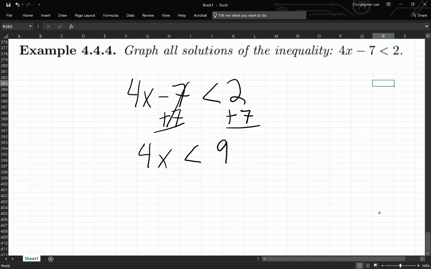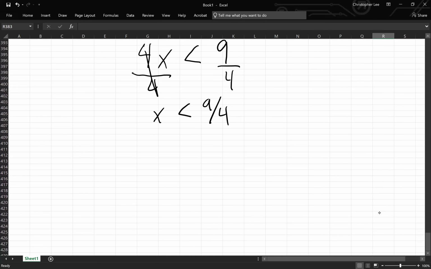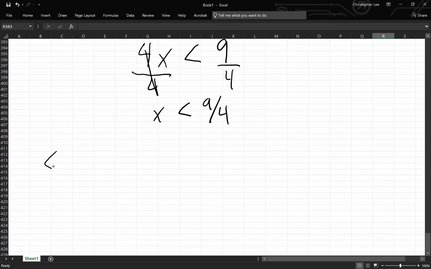But I still got that 4. That's an issue. How do I get rid of this 4 in front of the x? Divide, right? So I'm going to divide by 4. But you know what I do to one side of inequality, I got to do to the other side of inequality. So now what do I have? I have x is less than 9 over 4. All right. Now what do I got to do after this? I got to make a number line.